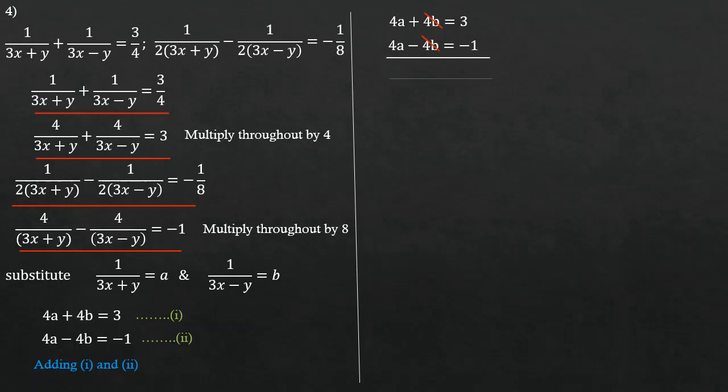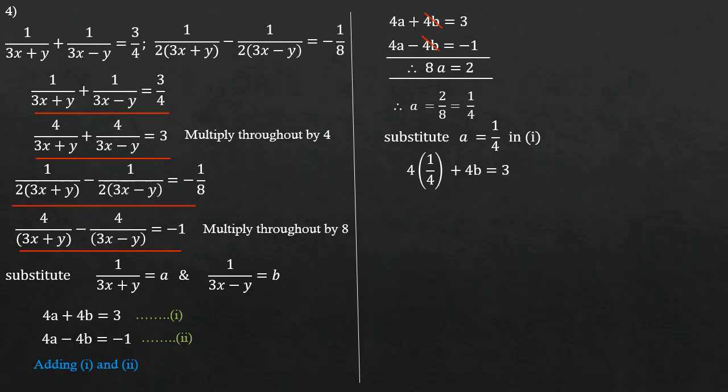So when we add, plus 4b minus 4b will cancel, and we get 8a is equal to 2. So the value of a we get is 2 upon 8, which is nothing but 1 upon 4. And after getting the value of a, we'll substitute this value in any one equation. We prefer to substitute in 1. So we substitute in 1, wherever you see a, you will write 1 by 4.